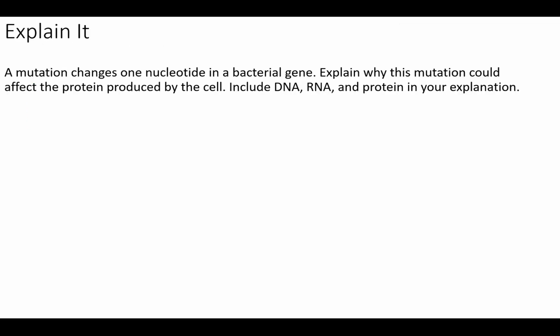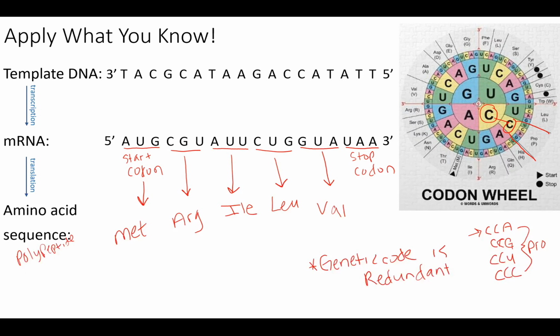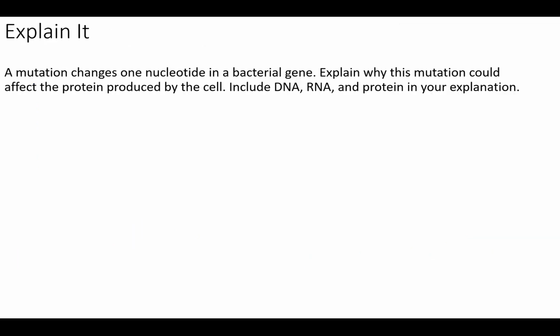All right, y'all. Let's actually go ahead and do the next slide in this video too, because it's going to build off what I was just talking about. It's going to be a good segue into our mutations conversation. So for this prompt, it says a mutation changes one nucleotide in a bacterial gene. Explain why this mutation could affect the protein produced by the cell. Include DNA, RNA, and protein in your explanation.